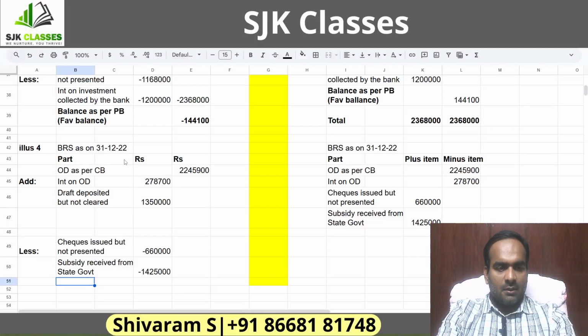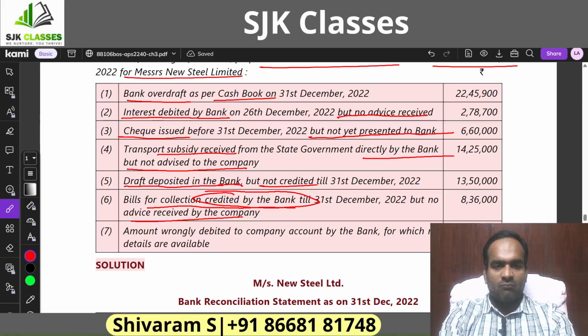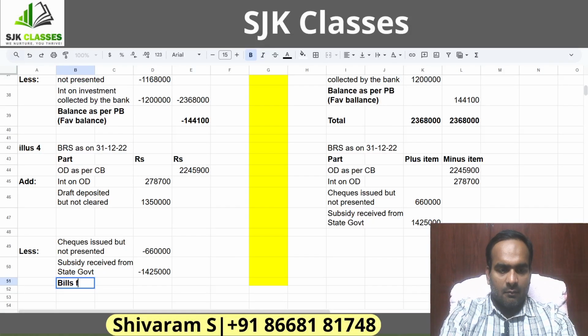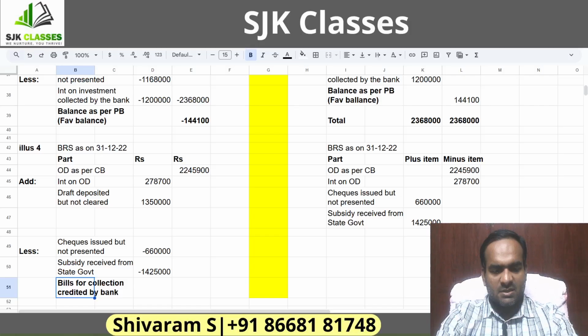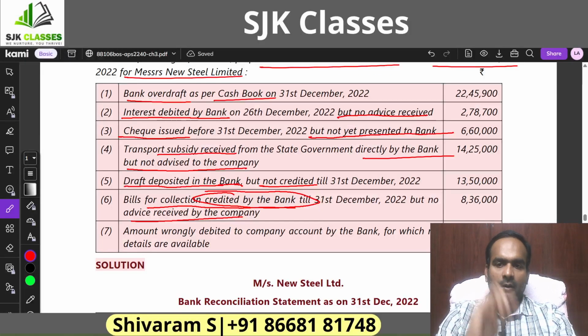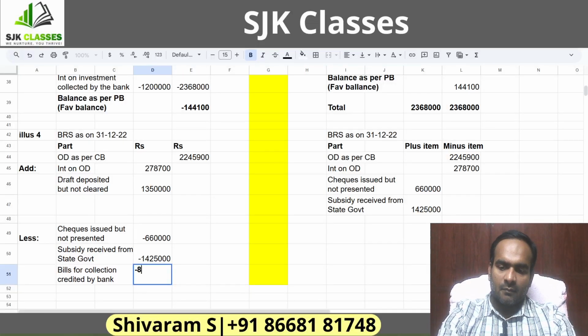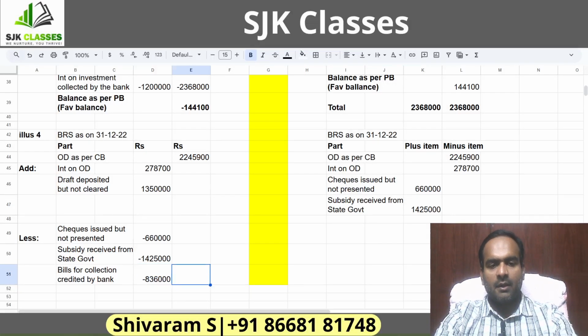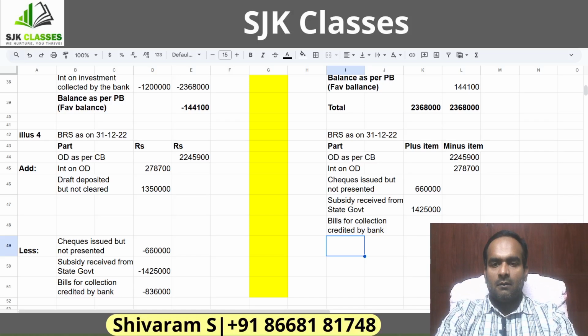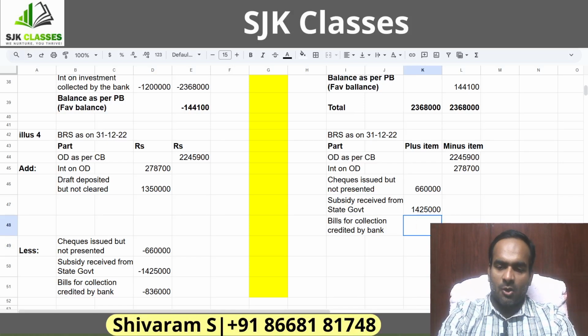Come to this answer. The point is bills for collection credited by bank. That's a scenario. And the value is how much? 8,36,000. And here, in this case, what do you guys have to do? It's a case of reduction, no? You must be showing it in the positive column.